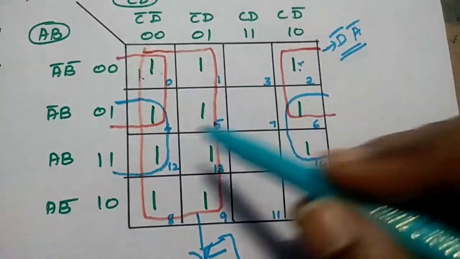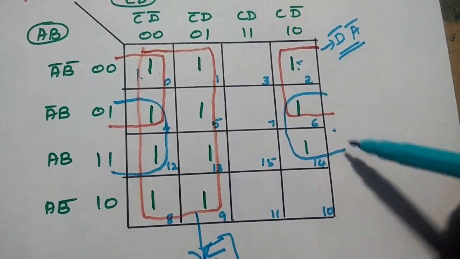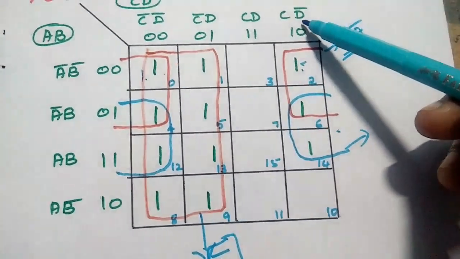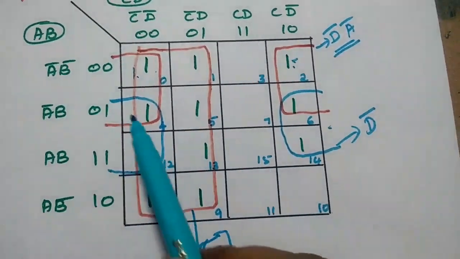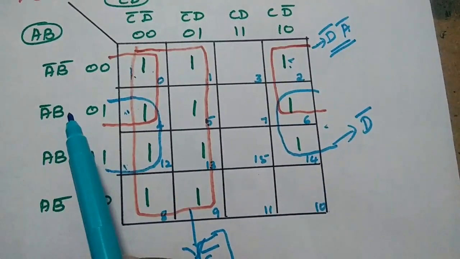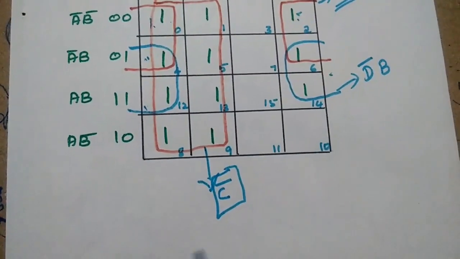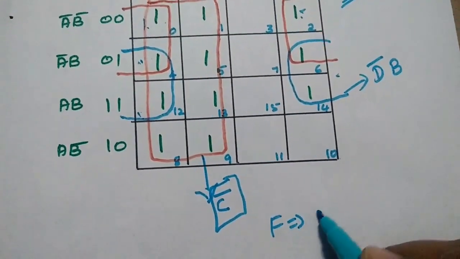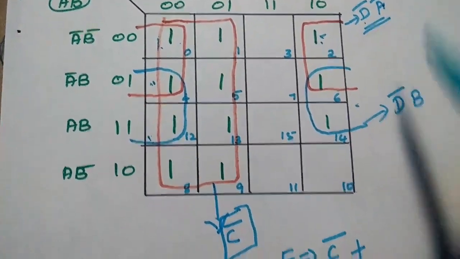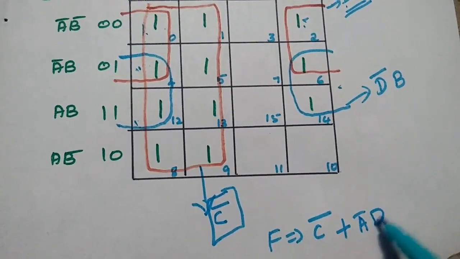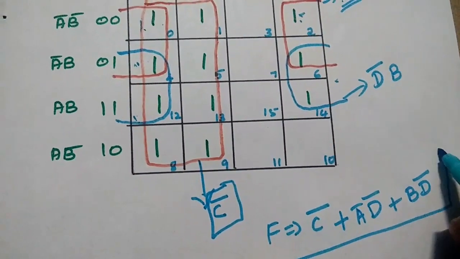Likewise, the next four. Correct? This is the next group. For this group, here it is again D bar, here it is again D bar. So D bar is the common variable. For these two rows, the common term is B. Correct. So B D bar. So finally, we can write the answer as the function f is equal to C bar plus A bar D bar plus B D bar. So this is the final answer.